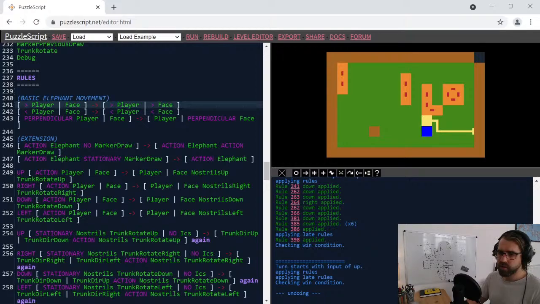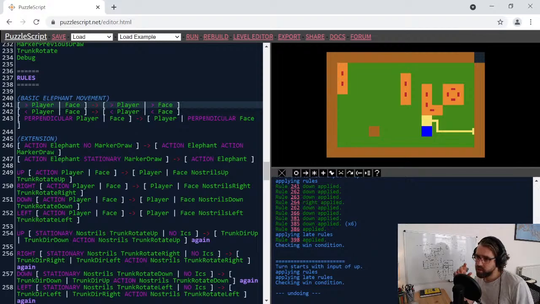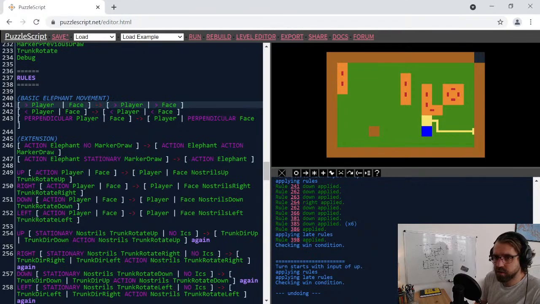If we're drawing and there's outgoing trunk upwards, then we're fine. That's all it is. So trunk, no marker draw, player no marker draw, then we're fine to move.